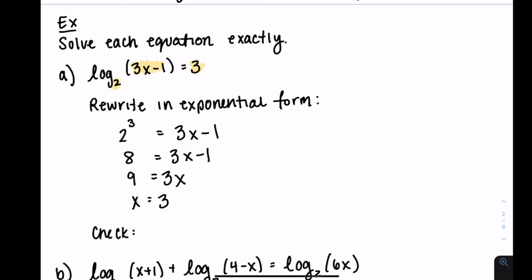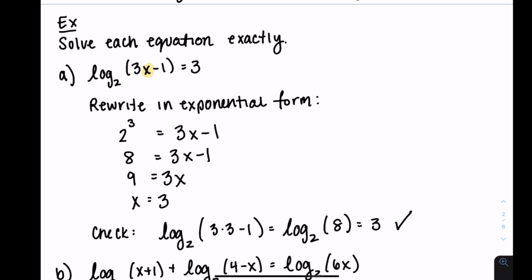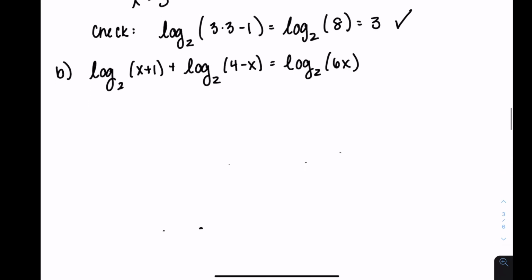But now we actually want to check. So anywhere we see an x in this original equation, I'm going to replace it by 3 and see if I do get a true answer. So I get log base 2 of 3 times 3 minus 1. That's really 9 minus 1, so 8 on the inside, and that indeed equals 3. So this is a good solution. You might end up with no solutions if this didn't actually work. So just always check. There might not be an actual answer. Okay. Let's go ahead and try this next one.